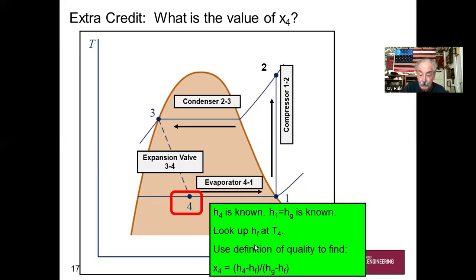All you really need to do is go back and, at T4 or P4, one or the other of those that you know, look up Hf. That gives you the ability to quickly calculate the quality, which is a ratio. It's H4 minus Hf, this amount in terms of enthalpy, divided by this amount going all the way across the dome, Hg minus Hf, which for our case is H1 minus Hf. Simple as that. So word to the wise, know how to find X4. If you're in my class, you need to find X4 because it's always a test problem.